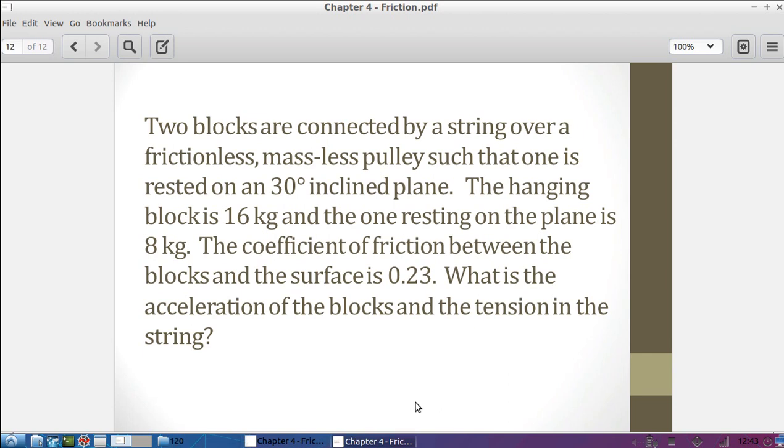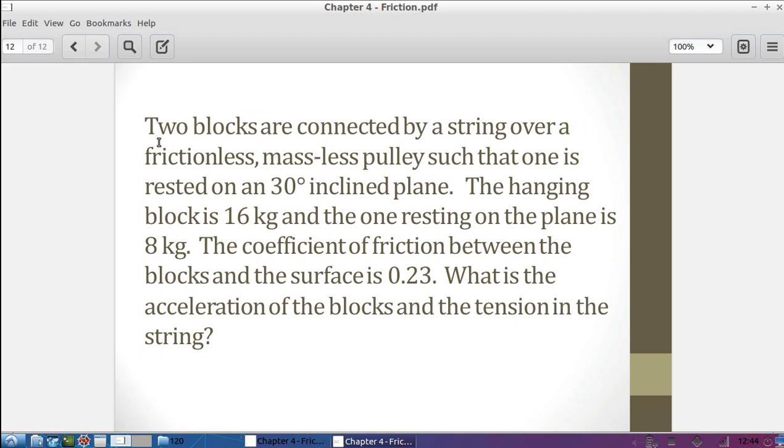Okay, last problem in chapter 4. This is a pretty involved problem, but it's similar to a WebAssign problem, I believe. As I go through this, I'll talk about the nature of the WebAssign problem and give you a couple hints. I've got two blocks connected by a string over a pulley.